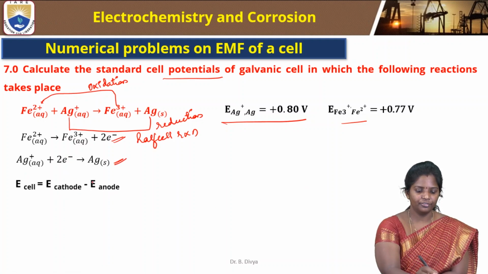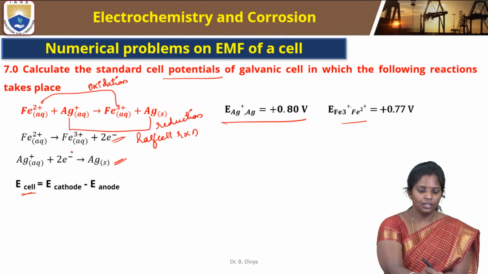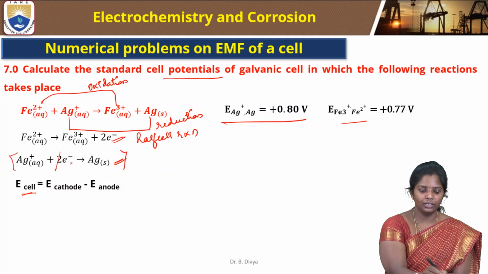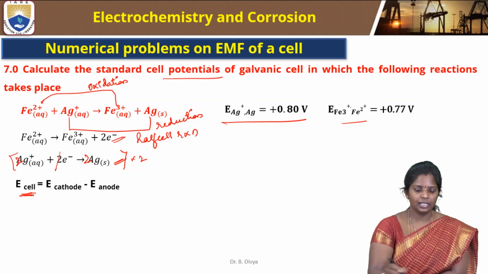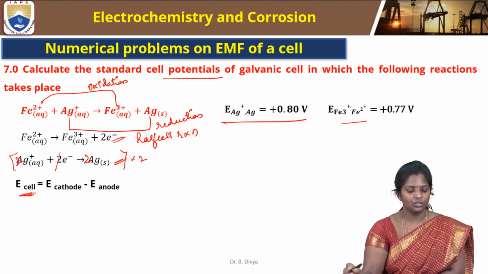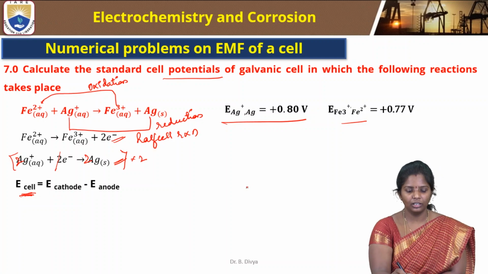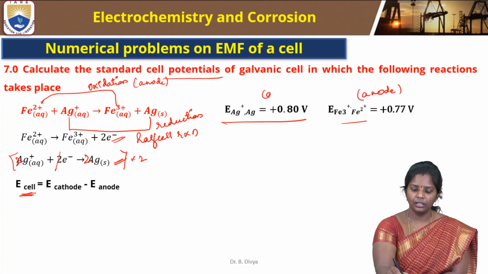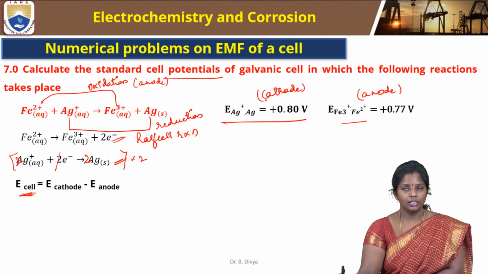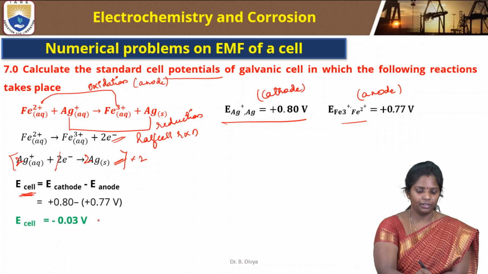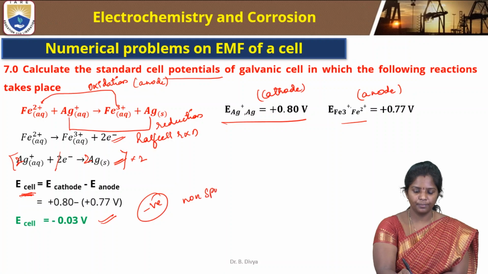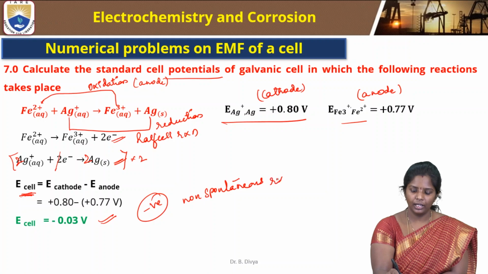So we get a net reaction, and we have to calculate the E cell. Actually only one electron is required, so we multiply by 2 and get 2 Ag. This is the whole reaction, and the E cell is calculated. What are they asking for? The EMF of that particular cell. For E cell, E cathode minus E anode. Oxidation is the anode, so this is the anode and this is the cathode. We substitute the silver potential plus 0.80 minus of plus 0.77 volt, and we get a value of minus 0.03 volt. This is negative, so it is a non-spontaneous reaction, and the reaction is not feasible.